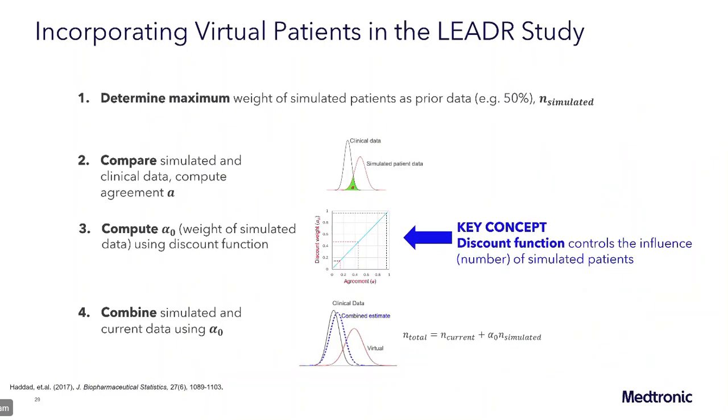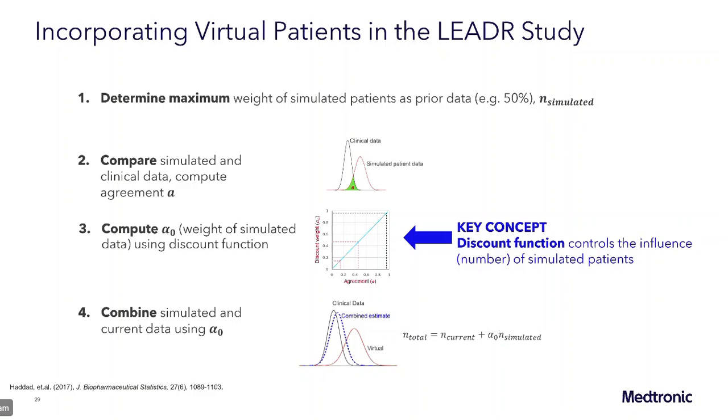The step-by-step process here that Tarek showed earlier is one that we wrote directly into our clinical study plan. So we had our maximum weight. So we weren't going to allow the virtual patients to be any more than 50% maximum of the total data set. We had our pre-specified steps where we're going to compare the clinical and actual outcomes. We're going to look to see what level of agreement there were, and then we would actually do calculations on that combined data set.